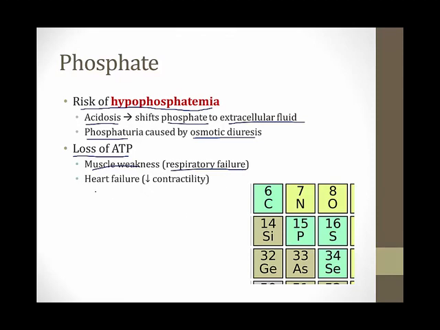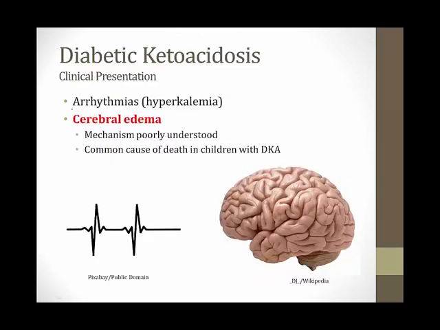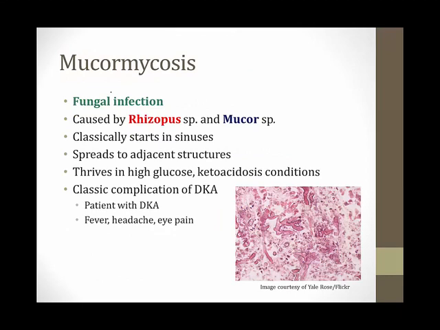You can also potentially develop heart failure from poor contractility without enough ATP. Arrhythmias can also occur and are sometimes a cause of death in DKA. This is from the hyperkalemia. And finally, cerebral edema can rarely occur. The mechanism of this is poorly understood, but this is a common cause of death in children who have severe DKA. Another rare complication of DKA that you should know about for your boards is the fungal infection called mucormycosis.